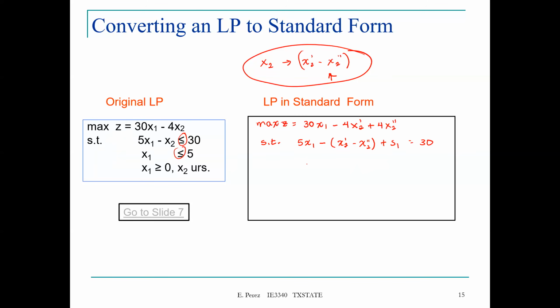For the second constraint, I have x1 plus s2 equal to 5. And then I have my decision variables. Now all of them can be greater or equal to 0: x1, x2 prime, x2 double prime, s1, and s2, all of them greater or equal to 0.